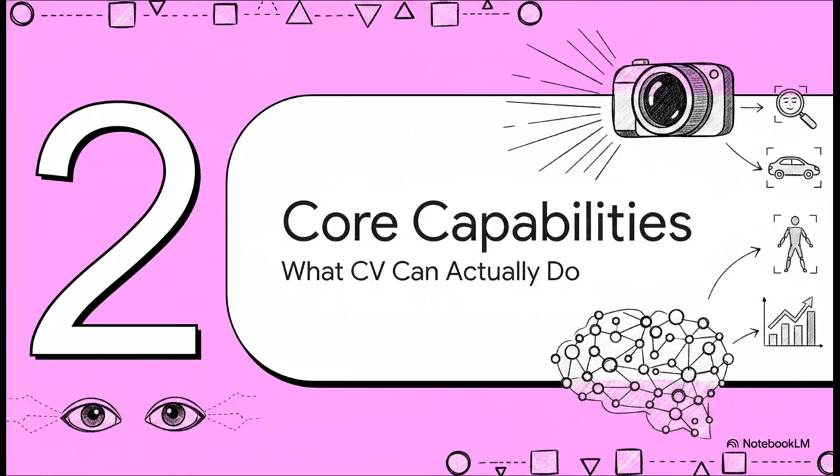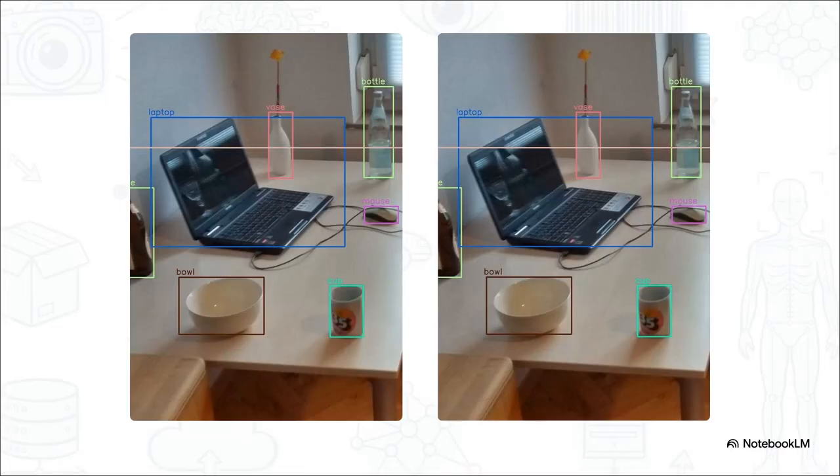All right, moving right along to Section 2, core capabilities. Let's talk about what computer vision can actually do for your users. One of the absolute foundational capabilities here is object detection. This is where a machine literally draws mathematical boundaries, those little bounding boxes you've probably seen, around everyday items. It does this to understand both what they are and where they are.